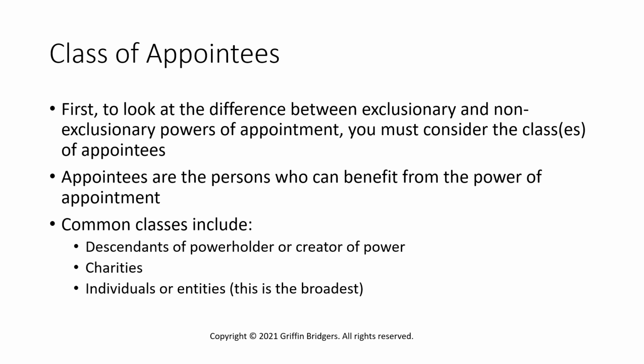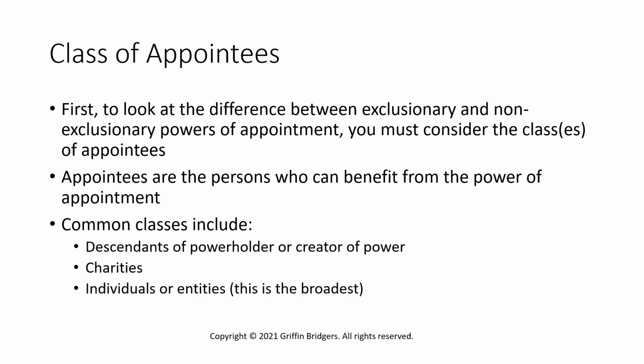Before we really get into that difference, in order to understand it, you need to look at the classes of appointees within a power of appointment. Appointees are the persons who can benefit from the power of appointment. Instead of naming a bunch of individuals, often the power of appointment would be exercised in favor of a certain class. That could include, for example, descendants of the power holder or even descendants of the creator of the power. It could include charities. It could include individuals and entities.